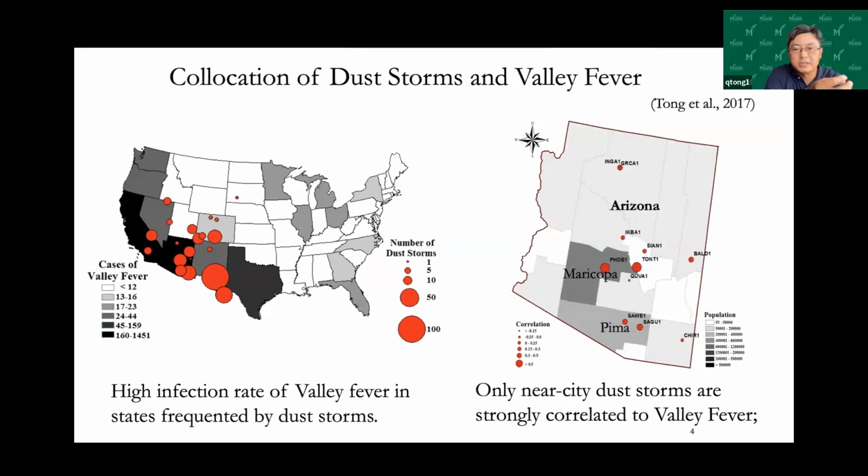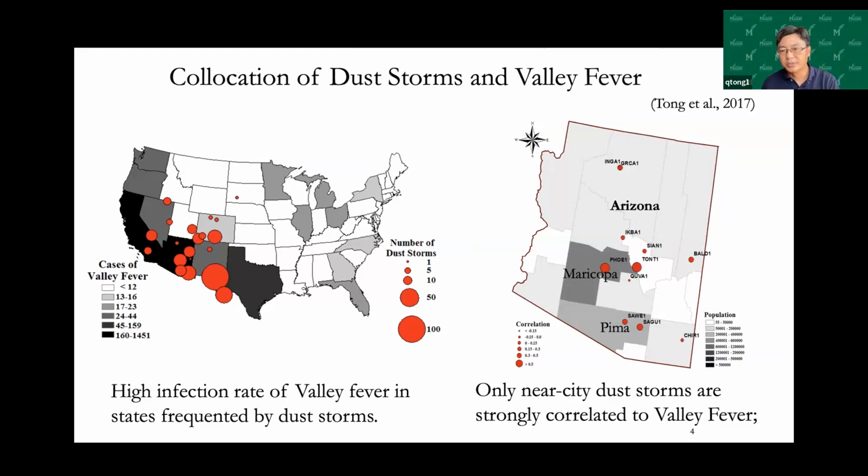Because the fungus lives in the soil, one question we're asking is, is there any correlation between dust storm frequency and Valley Fever infection? And we put the dust data, which is the red dots on the left, together with the Valley Fever cases from CDC, which is the background color. The darker the color is, the more cases. You can see that those Valley Fever cases are mostly found in the same region that's frequented by dust storms.